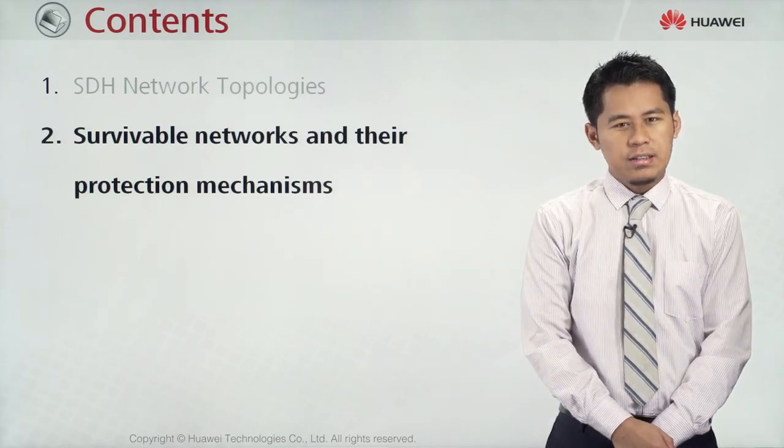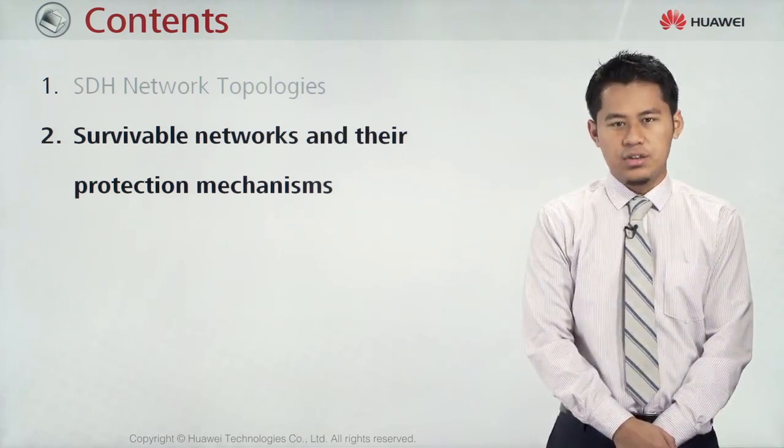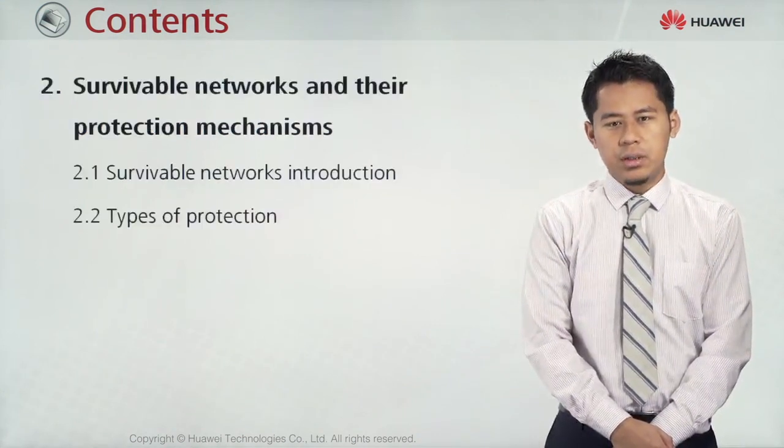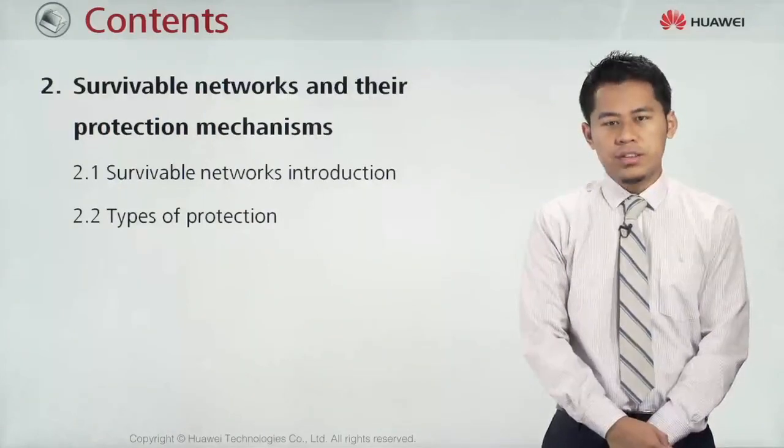Now we come to the second content, which is the survivable network and its protection mechanism. In here, what we can see is a protection mechanism. What is the available protection in the SDH? So let's go through this survivable network, which is protection. Number one here will be the survivable network introduction, and of course, number two will be the protection type. So let's go through the introduction first.